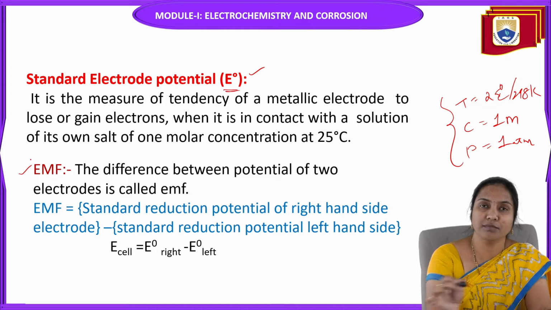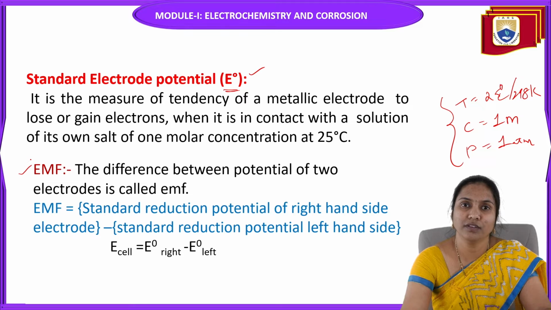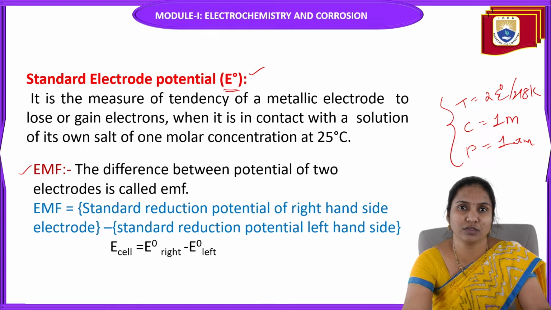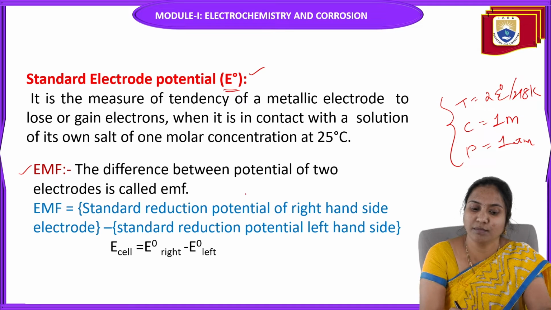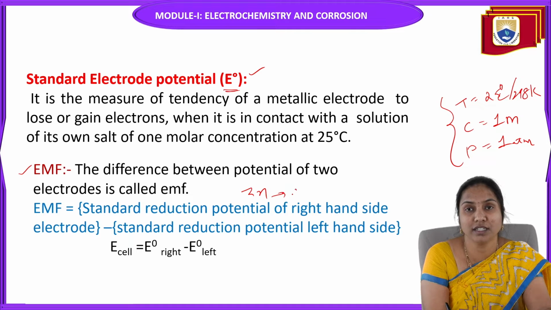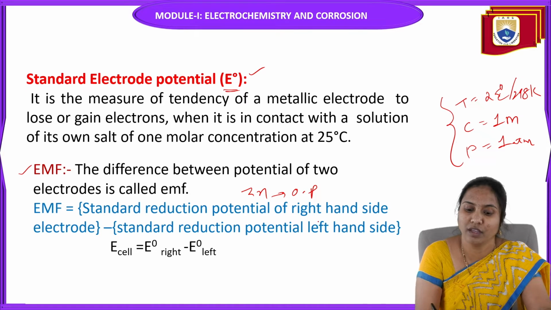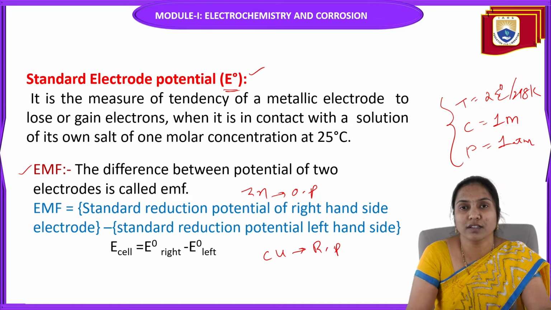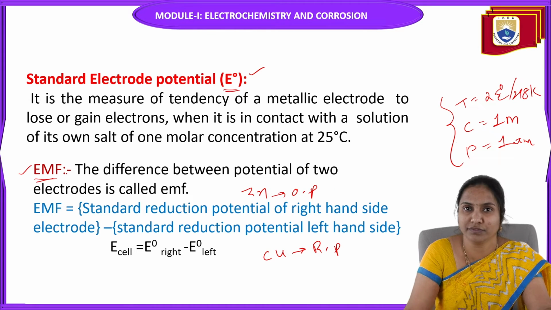So now let's discuss EMF. What is the meaning of EMF? Electromotive force. That means the potential difference between two electrodes, or the difference between the potentials of two electrodes, is called EMF. For example, when we dip a zinc electrode in zinc sulfate solution, it develops oxidation potential. A copper electrode dipped in copper sulfate solution develops reduction potential. So the potential difference between these two electrodes is called cell EMF.